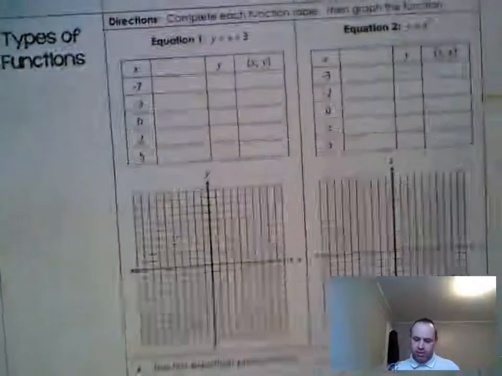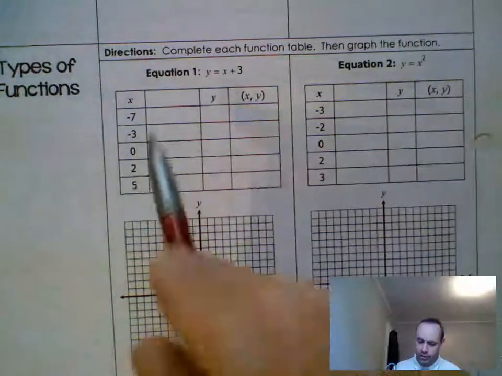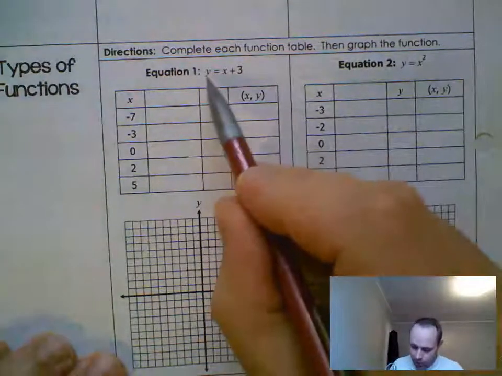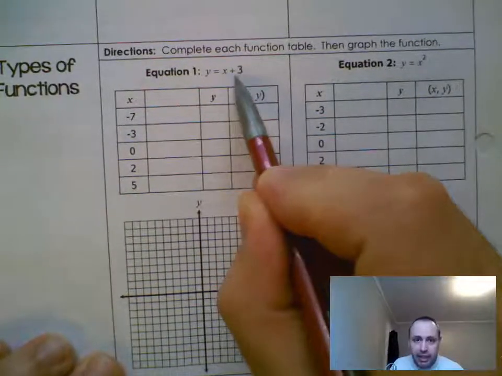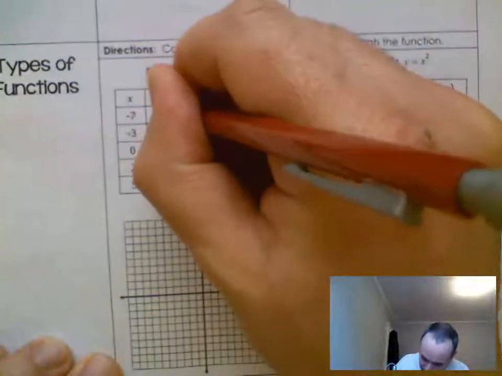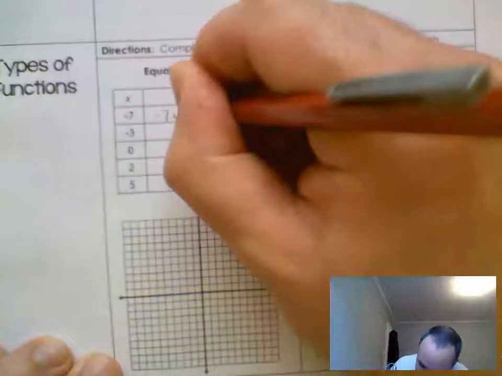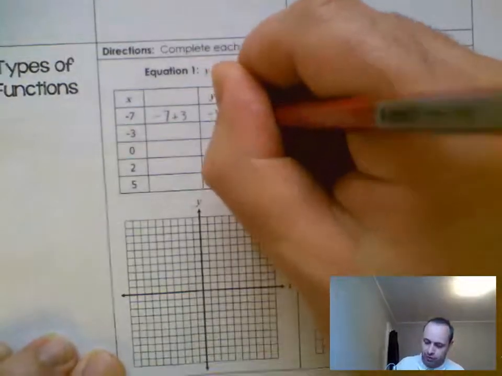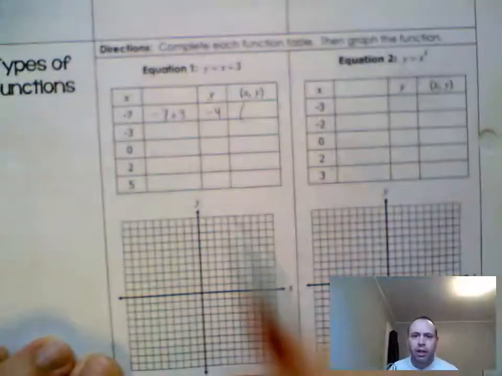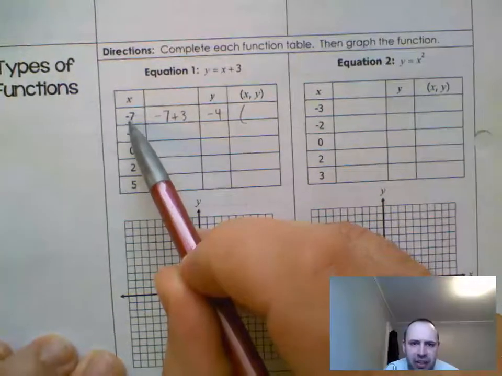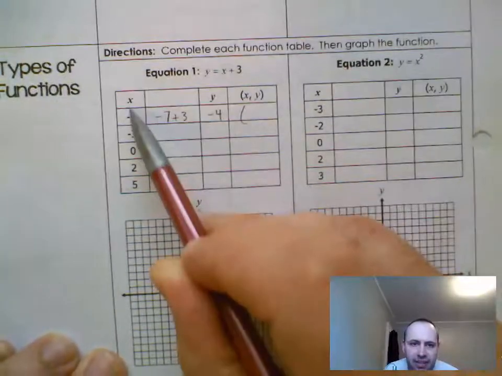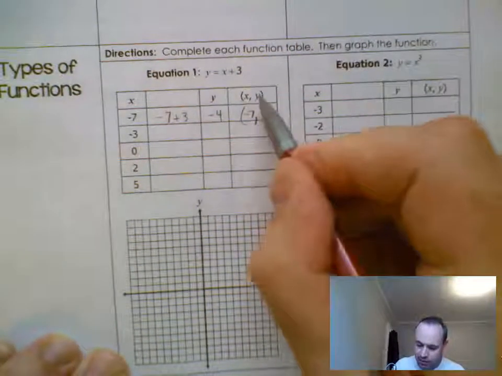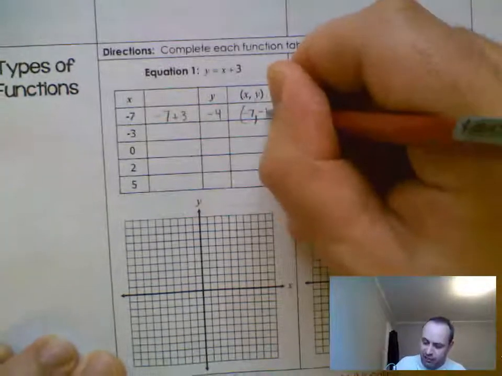Okay, so there's two types of functions. The first one, let's do up here what we were doing on the first side of the paper. So we'll take our -7, we'll plug it in here. So we got -7 plus 3. When we do -7 plus 3, that gives us a -4. And then we'll take our numbers, so -7, which is x, right? So our x is -7, so we'll write -7, comma, and our y value in this case is -4.